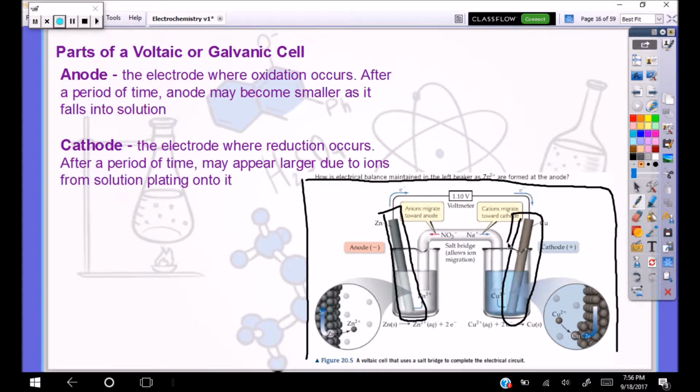We also have the cathode. The cathode is where reduction occurs. After a period of time, this may become larger due to ions from the solution plating onto it. So it may look bigger because the ions are becoming attracted. So the cathode may pull the ions out of solution, whereas the anode, the solution may pull ions from the anode.